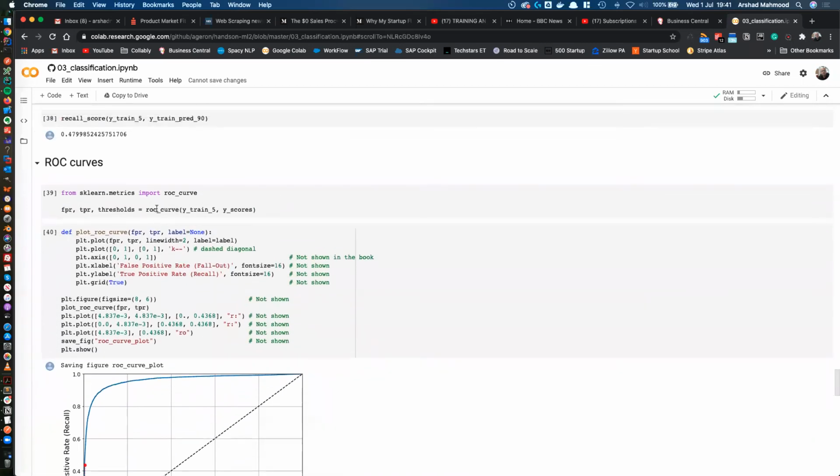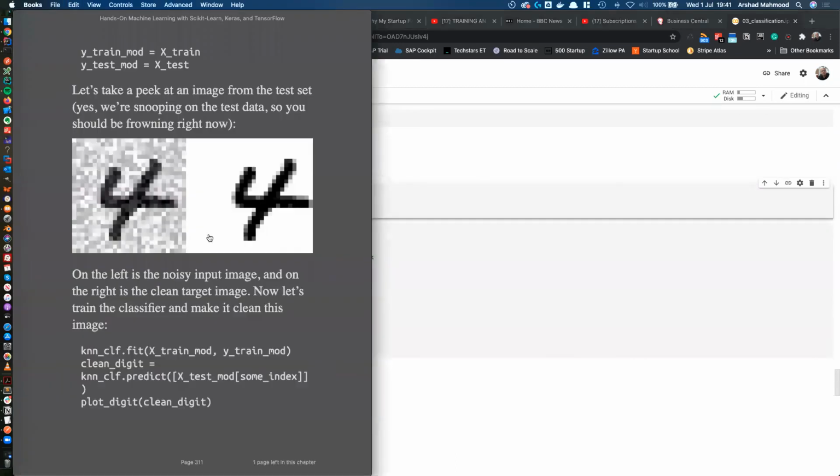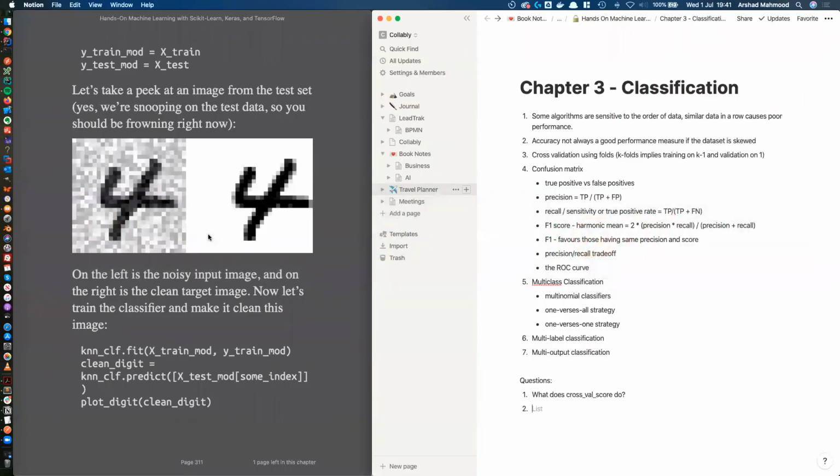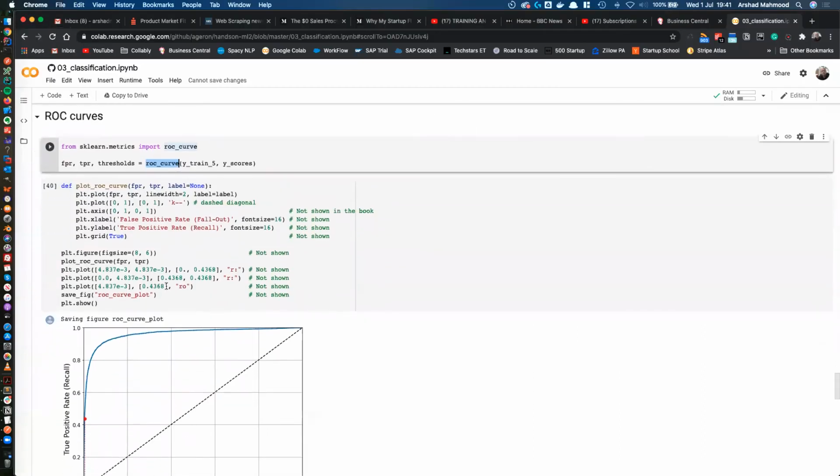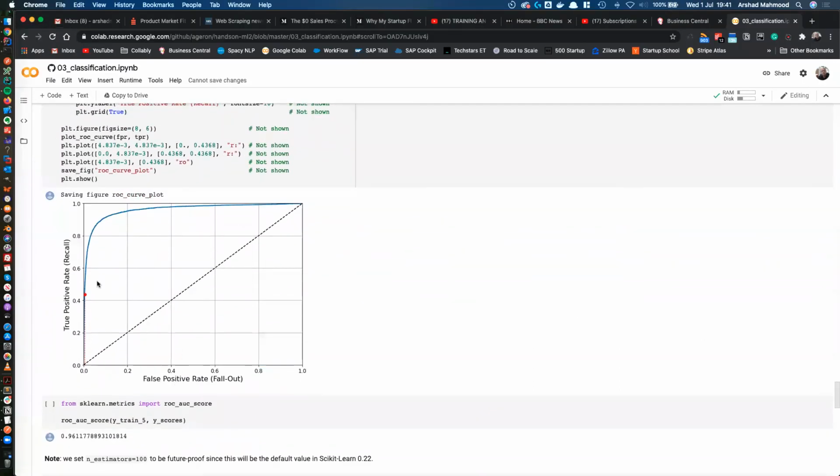Yeah, I must confess, I don't know what this does. What does ROC curve do? Plots the false positive rate against the true positive rate for all possible thresholds. False positive rate versus true positive.